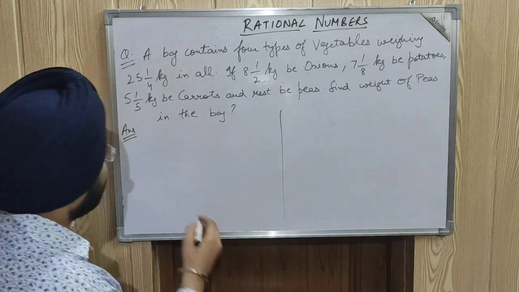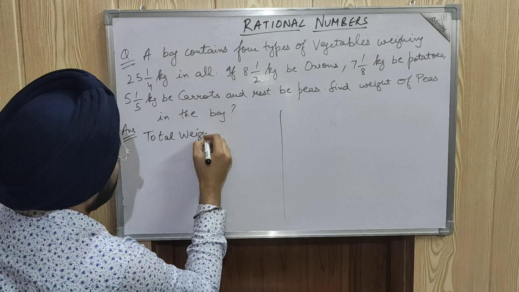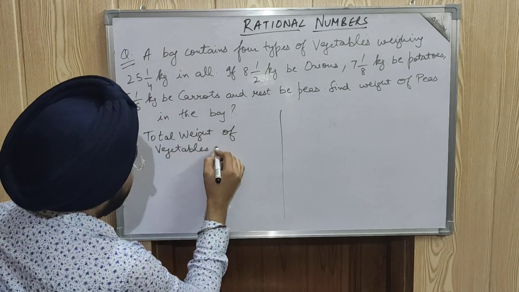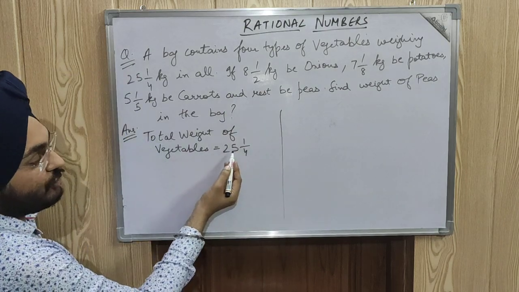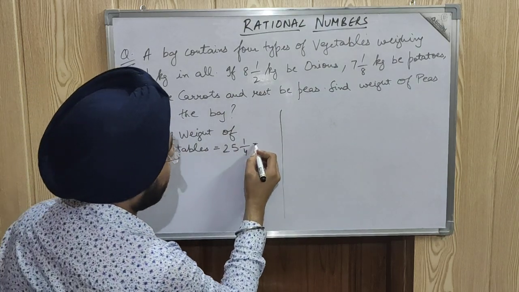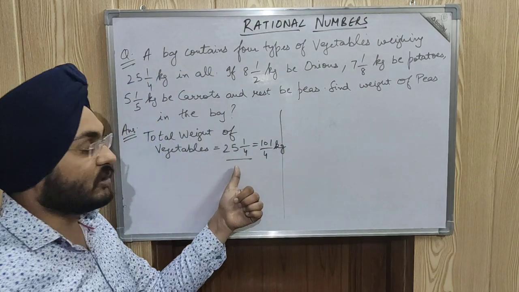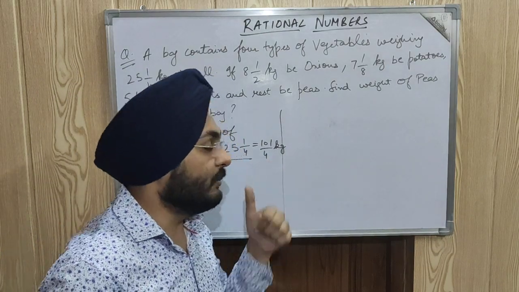So now, firstly, how to write this? I will be writing the total weight of vegetables. So what's the total weight of vegetables? That we have given as 25 1 by 4. So 4 into 25 will be 100, and 100 plus 1 will be 101 by 4 kilogram. So this we have been given in mixed fractions. I have converted this into an improper fraction.